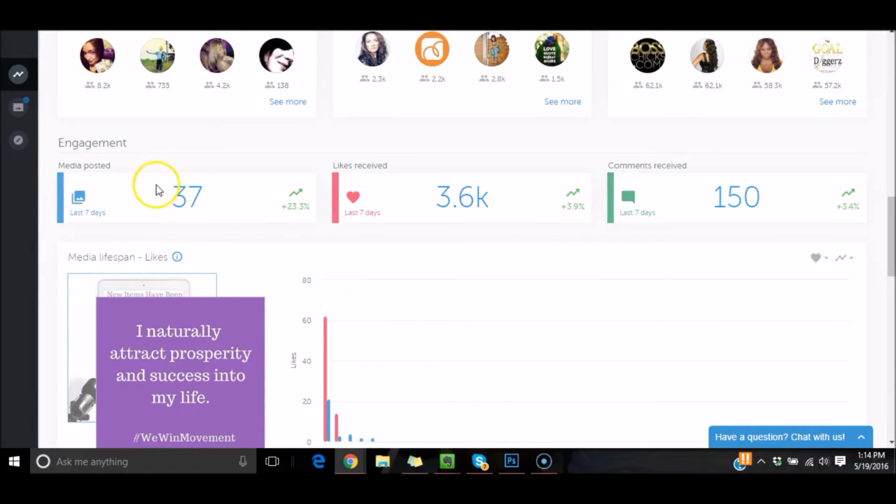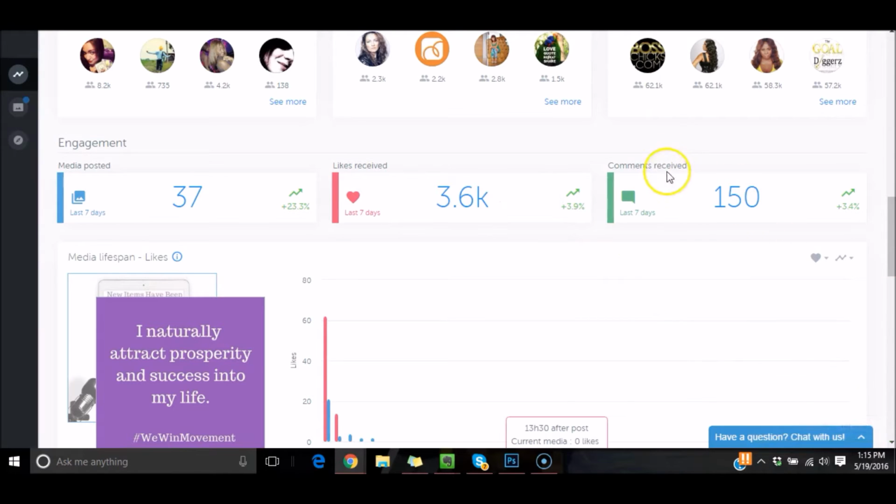Okay, so let's look under our engagement. For the last 7 days, we've had a 23% engagement. Here, likes received, we went up by 3.9%. So in the last 7 days, we got 3,643 likes compared to the previous 7 days, when we got 3,506. And that's again good, because that means the ladies are liking what we're putting out, and that's what we want. We aim for them to enjoy our posts, okay?